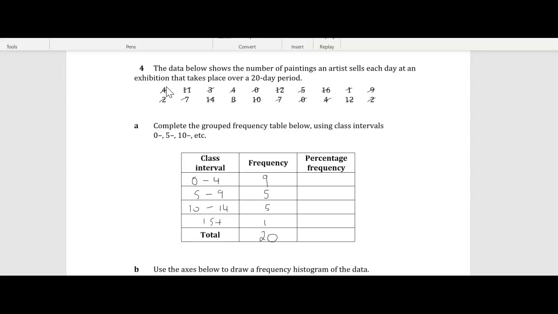And the percentage frequency, I might just show you the working out for the first one. So we just go 9 over 20 times 100, which I'll do with them all. This one is 5 over 20 times 100. Don't know why I wrote 200. Let's just write that again, 20. Then this one's the same. And then we've got 1 over 20 times 100. And you should get 100%.